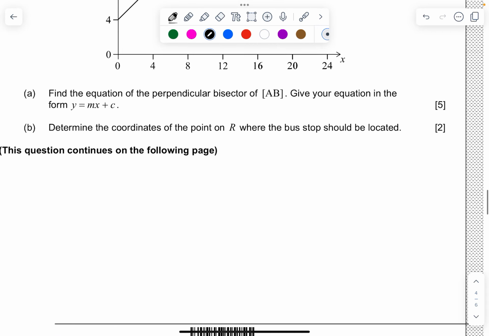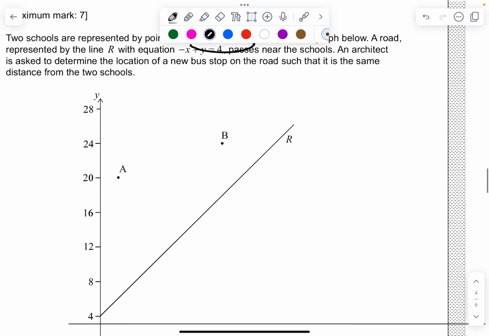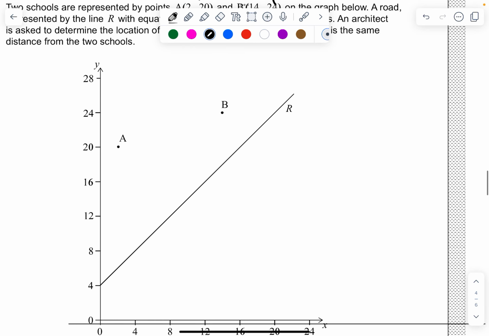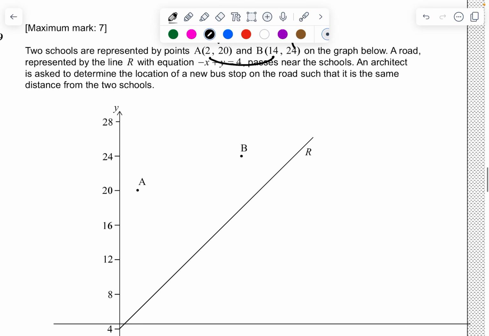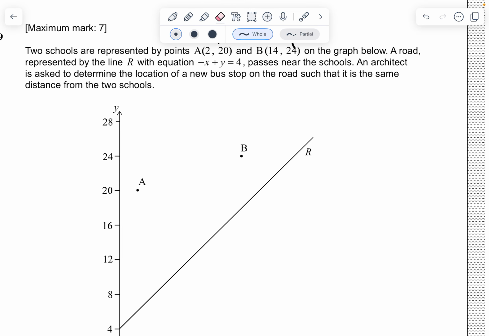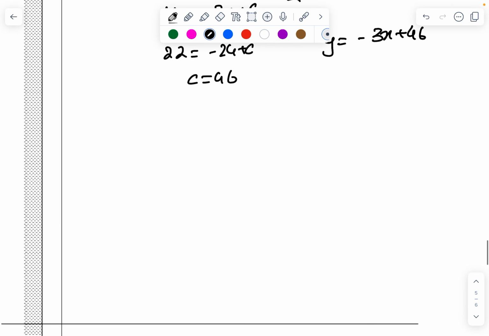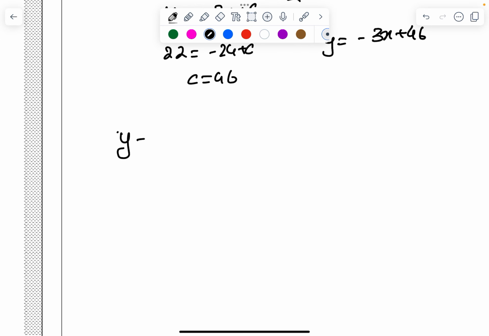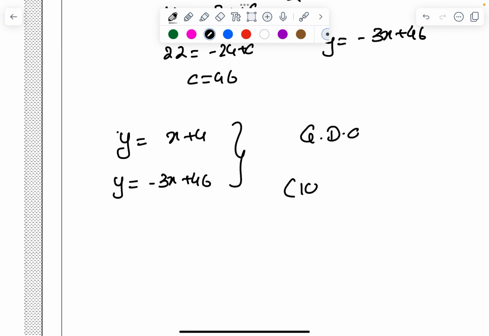Determine the point R where the bus stops. So the equation of R is given: minus x plus y equals 4. So y equals x plus 4 and y equals minus 3x plus 46. Do simultaneous equations by GDC. You should be getting 10.5 comma 14.5. That's going to be the answer.